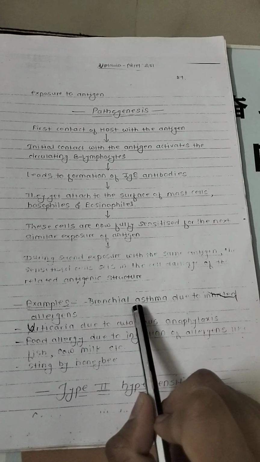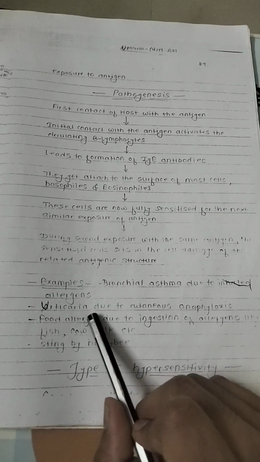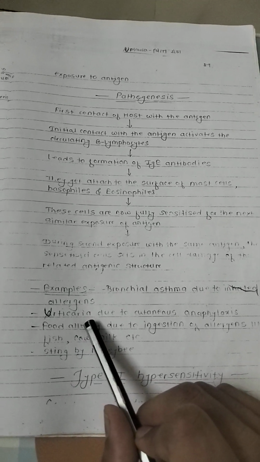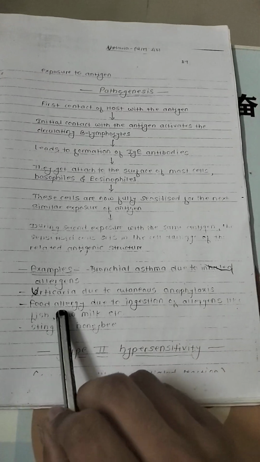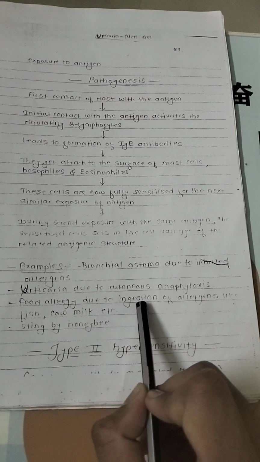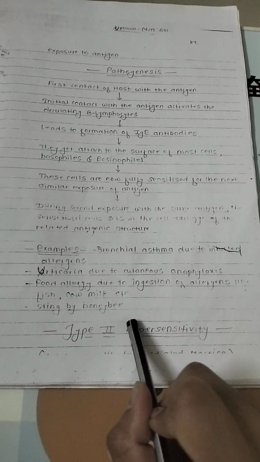Example: bronchial asthma due to inhaled allergen, urticaria due to contact anaphylaxis, food allergy due to ingestion of allergens like fish, cow milk, etc., sting of the honeybee.